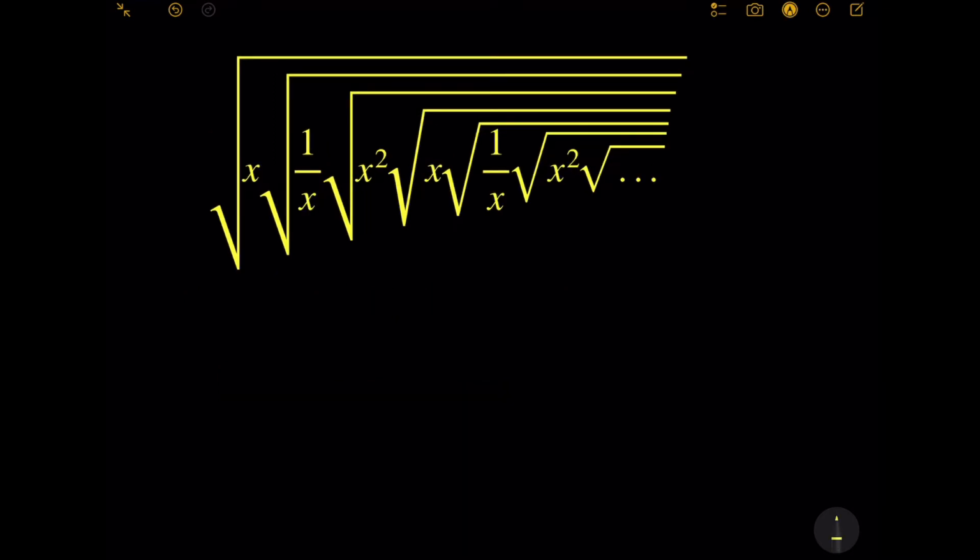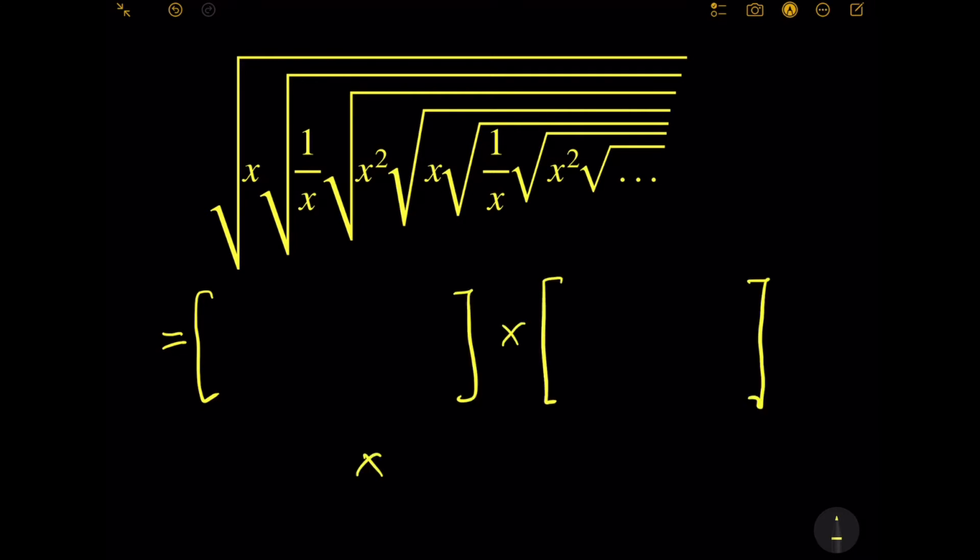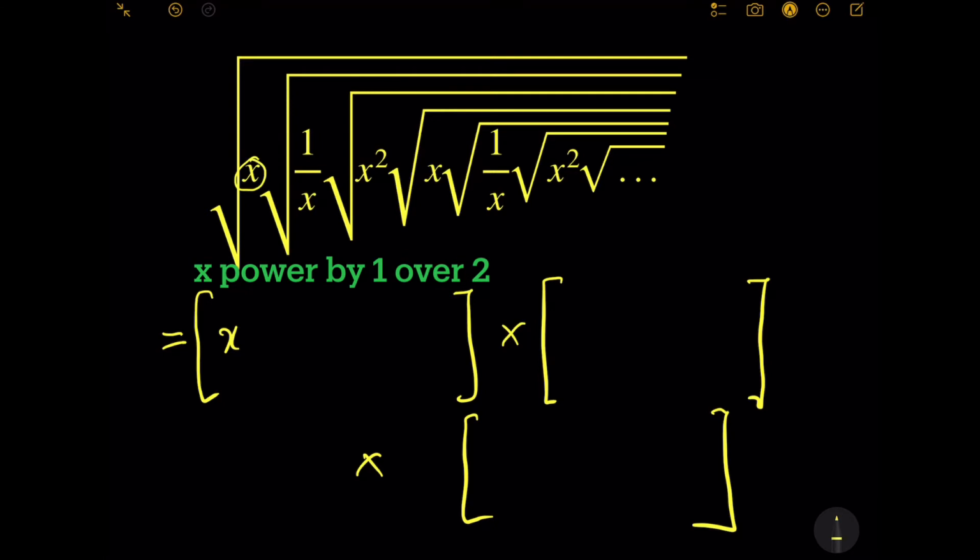Let's focus on the infinite radical series. Here we can split it into three parts: one part multiplied by a second part, and multiplied by a third part. First, you have an x. The x is actually powered by 1/2. And then you have a 1 over x.